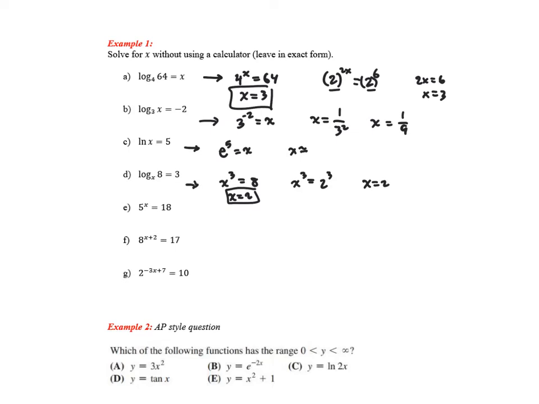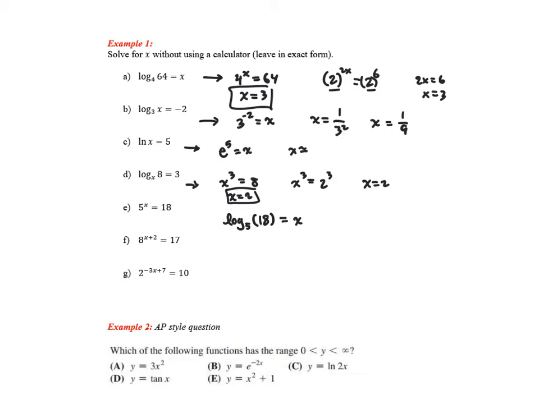And in order to write this as a logarithm, I'm going to identify the base. The base is 5. I'm going to identify the value, which is 18, and that's going to end up equaling x. So log base 5 of 18 is equal to x. That's the reverse operation for taking an exponential and putting it in logarithmic form.